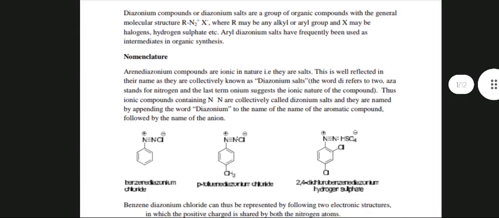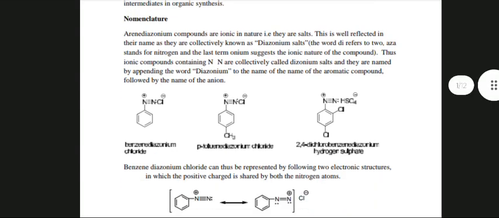Nomenclature. Arene diazonium compounds are ionic in nature, that is, they are salts. This is well reflected in their name as they are collectively known as diazonium salts. Thus, ionic compounds containing N2+ are collectively called diazonium salts and they are named by appending the word diazonium to the name of the aromatic compound followed by the name of the anion. Benzene diazonium chloride, p-toluene diazonium chloride are some of the examples.